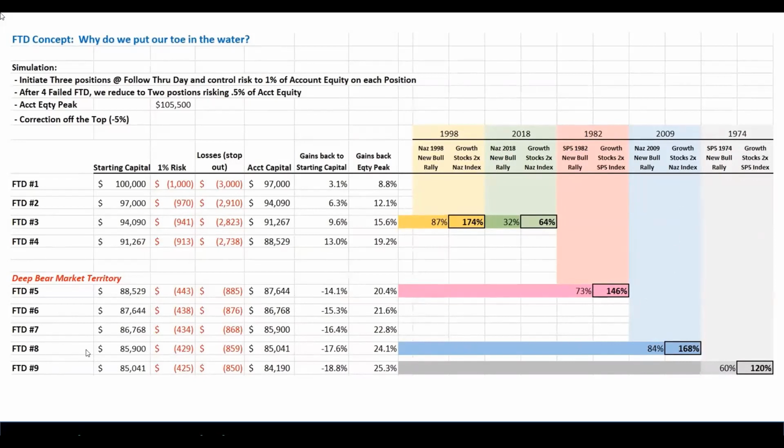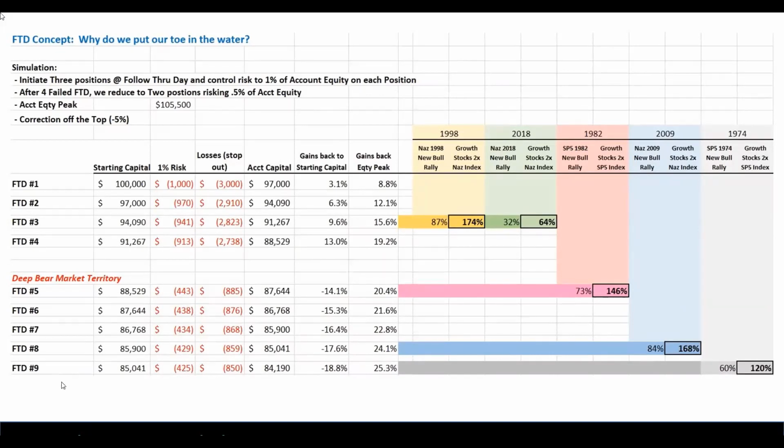So again, at that point, at follow through day 8, following our rules, we would have been at a 17.6% drawdown. That really, really feels bad at the time, but we're still within striking distance of our old highs. And that's important. We're trying to control risk, but we also want to make sure that we put our toe in the water on these follow-through days. So follow-through day 8 actually was the one that worked. And you can see here, the NASDAQ went on an 84% run, and if you're a growth stock investor, potentially 168% gains. That's what makes it worthwhile to keep putting your toe in the water.